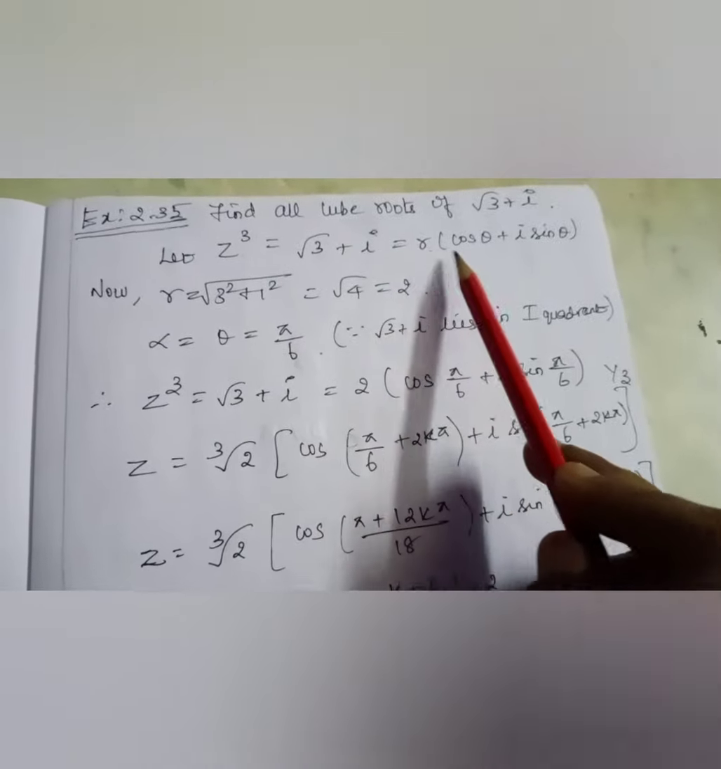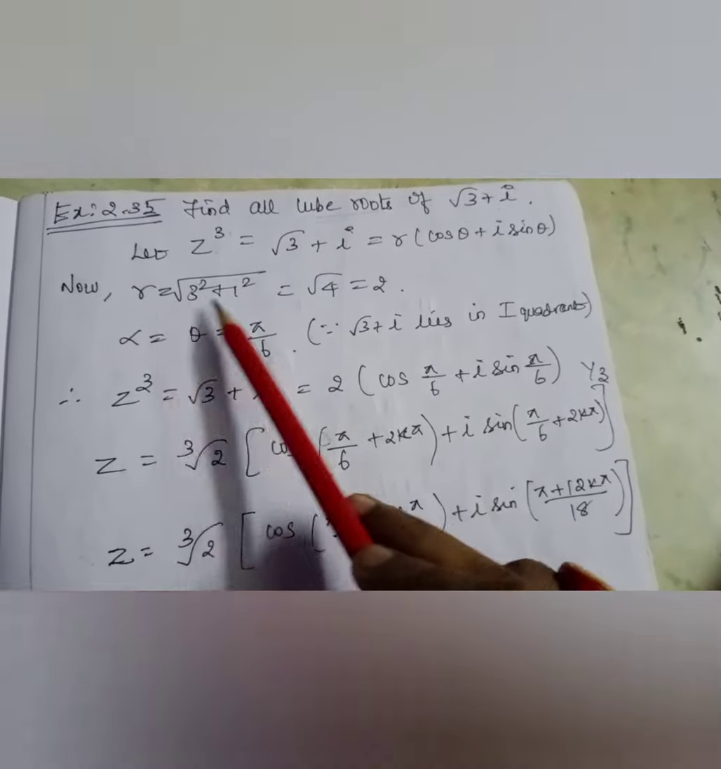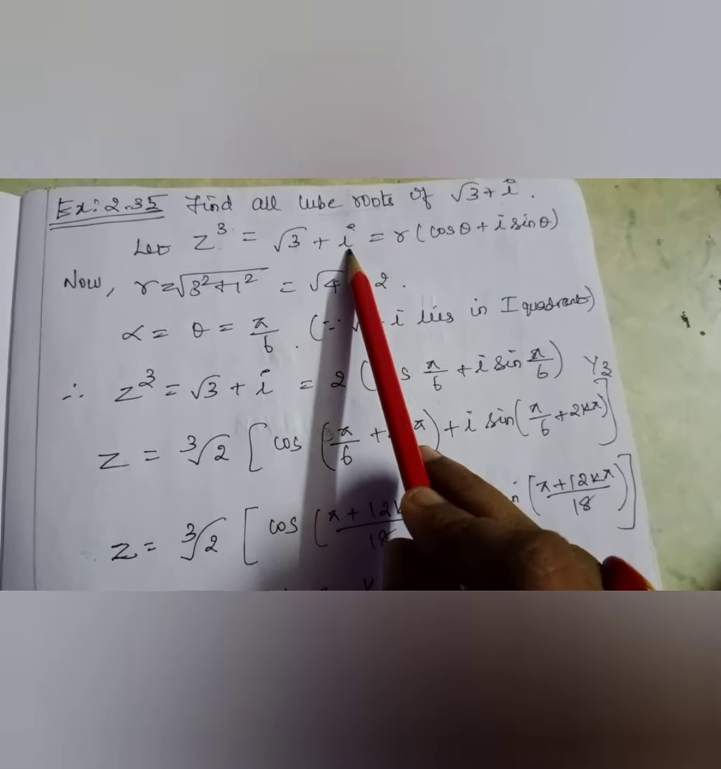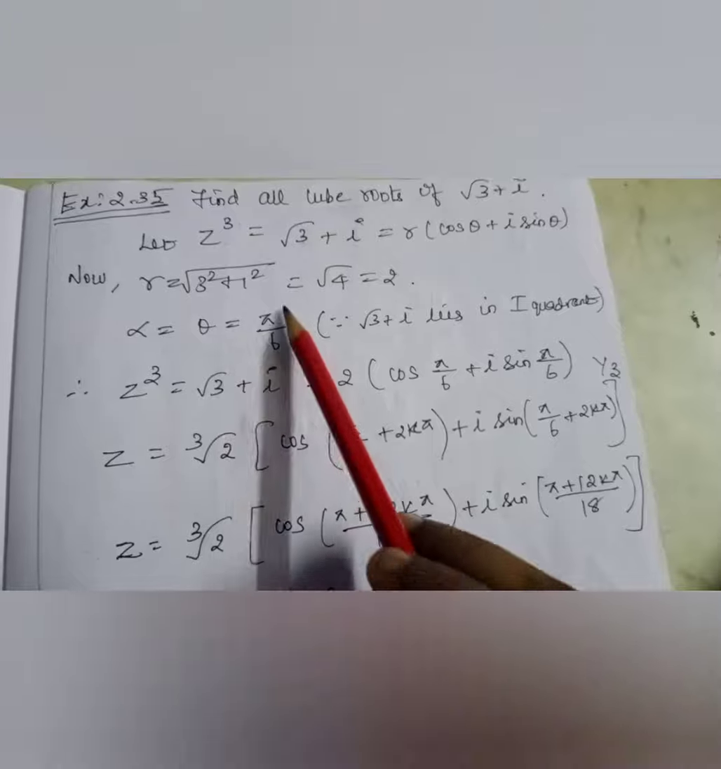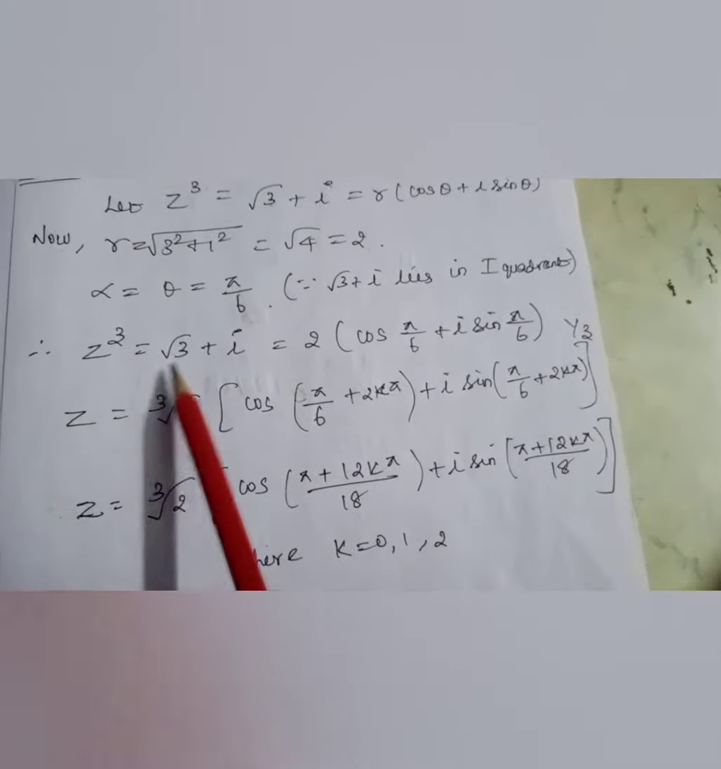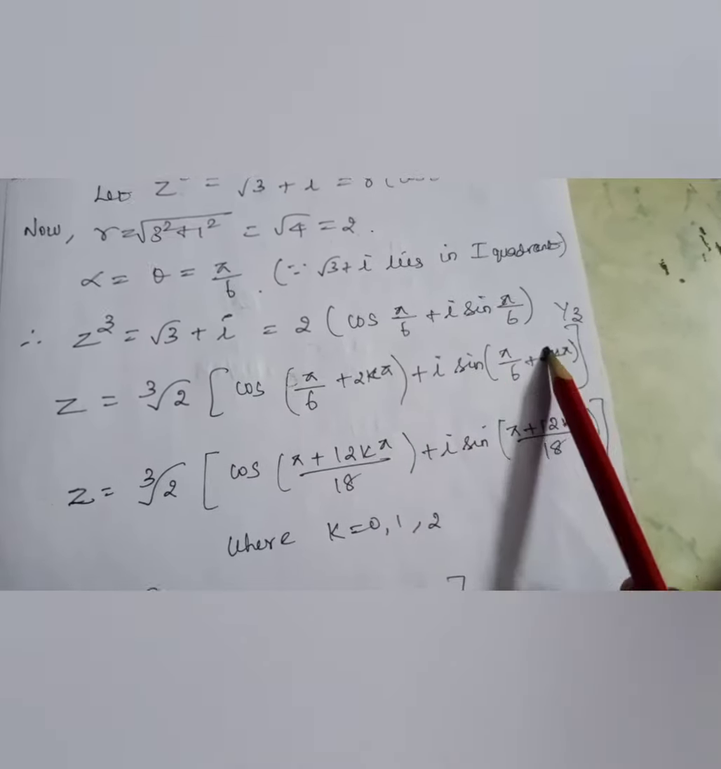Now I will convert root 3 plus i as r into cos theta plus i sin theta. I am finding the value of r, that is the root of the sum of squares of the coefficients. So I am getting root 3 square plus 1 square, that is 4. If I take the root, that is 2. So I am finding the alpha value, that is pi by 6, because theta is lying in the first quadrant. So z cube is equal to root 3 plus i, which is nothing but 2 into cos pi by 6 plus i sin pi by 6.